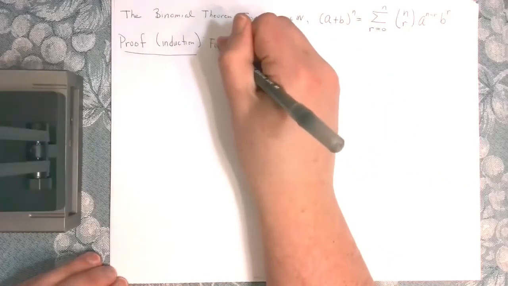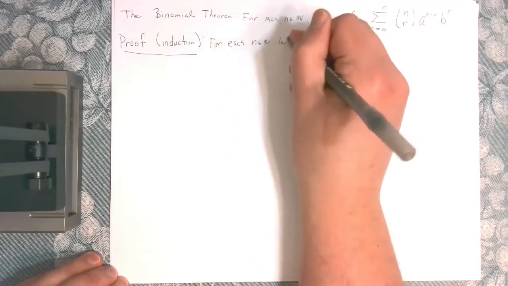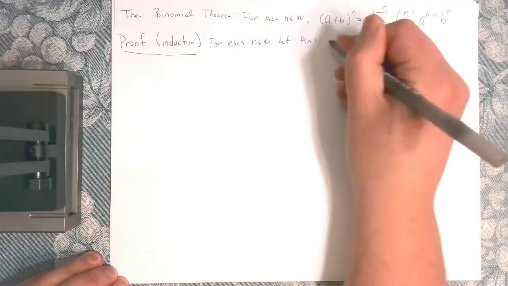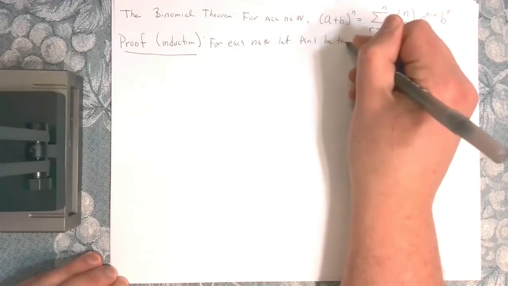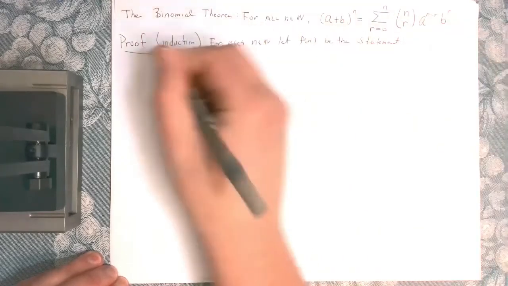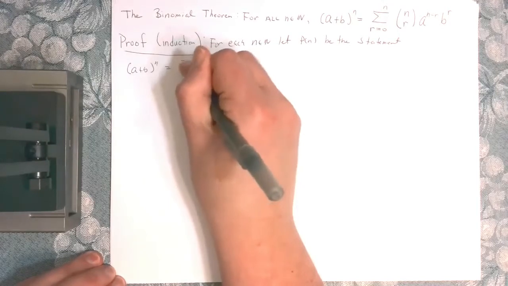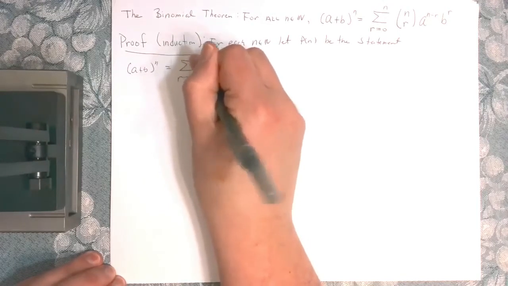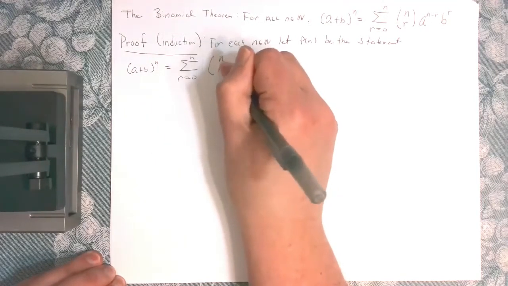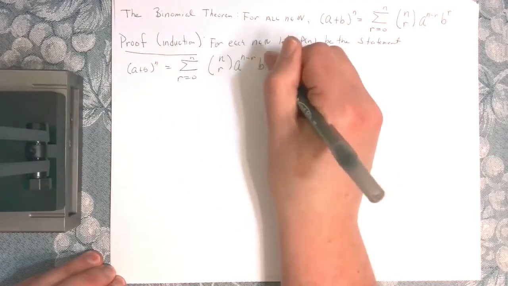Okay, so for each natural number, let P of n be the statement: a plus b to the n is the sum from r equals 0 to n of n choose r, a to the n minus r, b to the r.